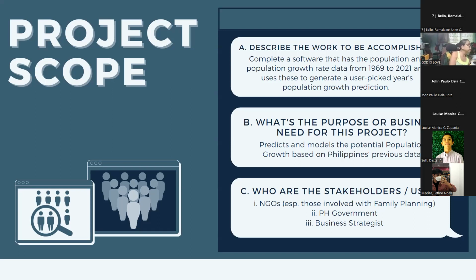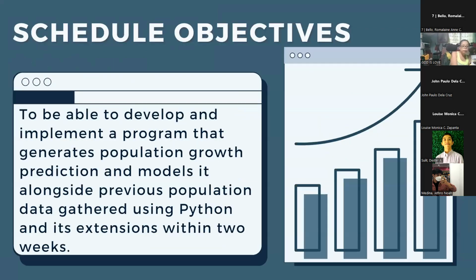Next topic will be discussed by... Schedule objectives. To be able to develop and implement a program that generates population growth prediction and models it alongside previous population data gathered using Python and its extensions within 2 weeks. Next slide.